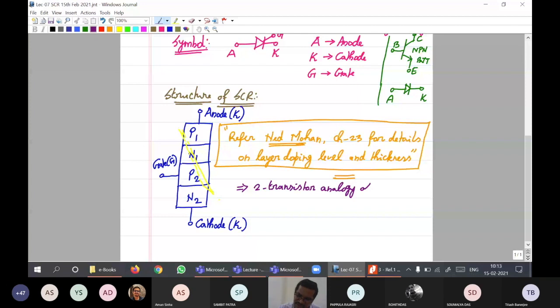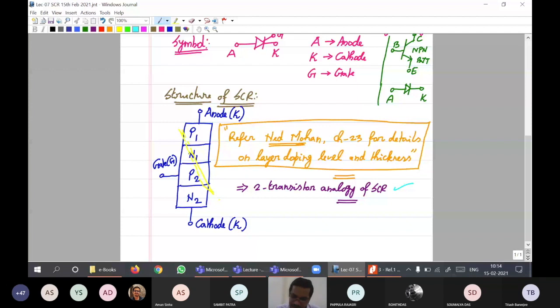One way, as I mentioned, is understanding the physics of device operation, what happens inside the device. The moment you apply a positive gate pulse, what happens to the electrons, where will they go, and how does the turn on process occur. The other is the two transistor analogy. For ease of understanding, I will use the two transistor analogy as of now. The physics of operation I will explain towards the end of the session. It shouldn't take more than 3 minutes, but you need to be attentive if you want to understand that.